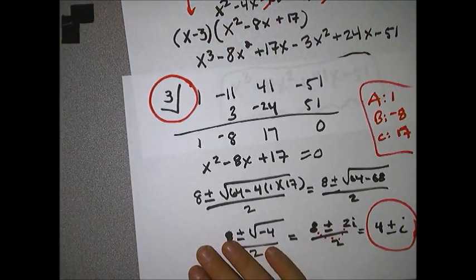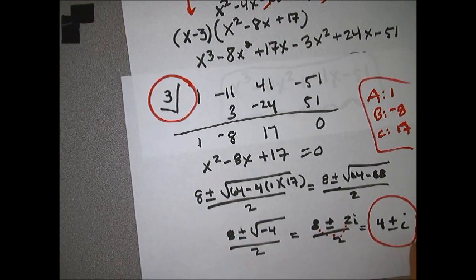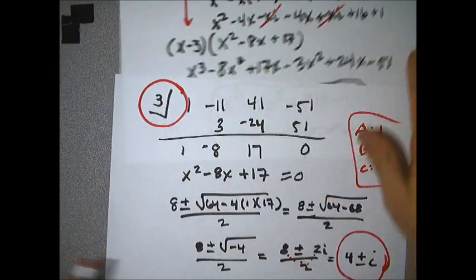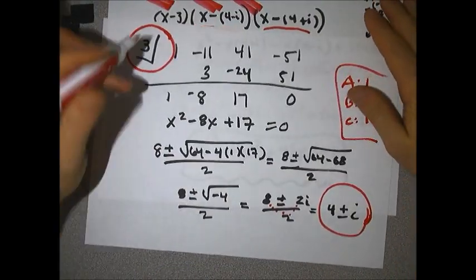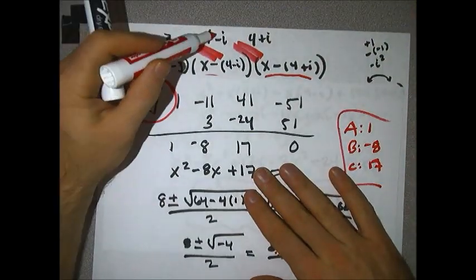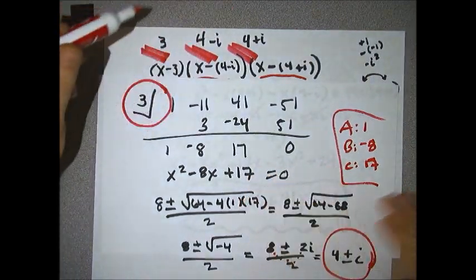Isn't it over i? What's that? Oh, no, 4 plus i, 4 minus i. And here's 3. And that should match what we just started with, right? Beginning of the problem: 3, 4 minus i, and 4 plus i. Now, look at what we just did.